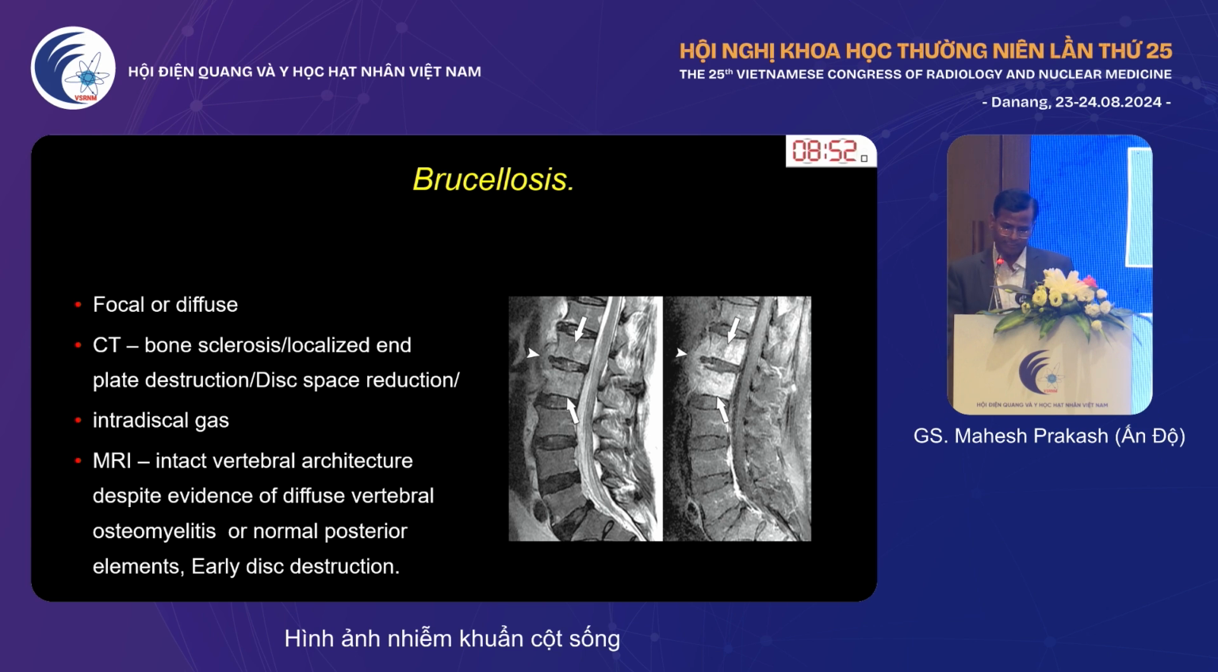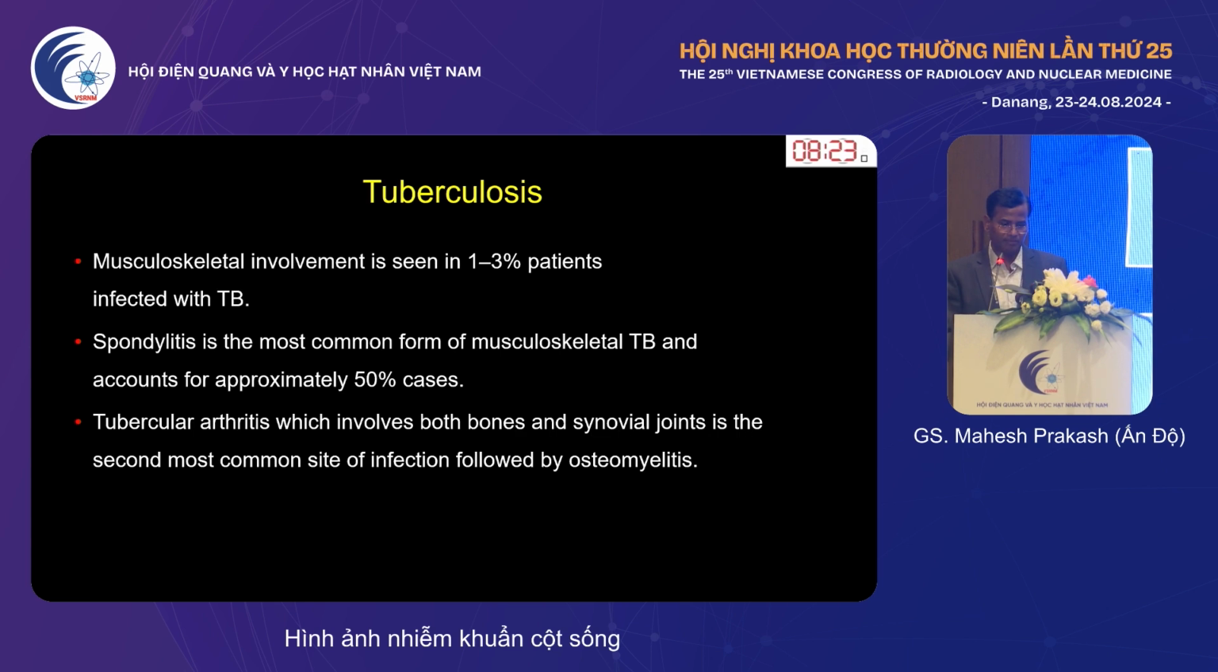But some of the features are described in this way: sometimes the changes may be minimal, and obviously a lot of changes can be there in the vertebrae. Sometimes in CT scan you can see bone sclerosis, because a lot of bone sclerosis can be there. But obviously you understand that this can mimic pyogenic infection, but if you know the history as well as the clinical features and the lab parameters, you can differentiate it.